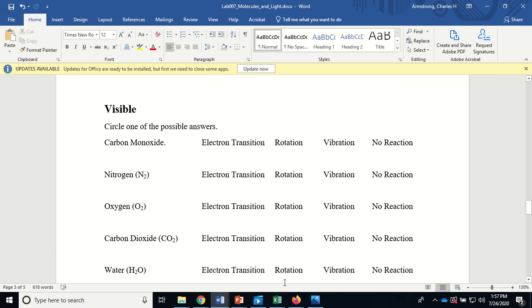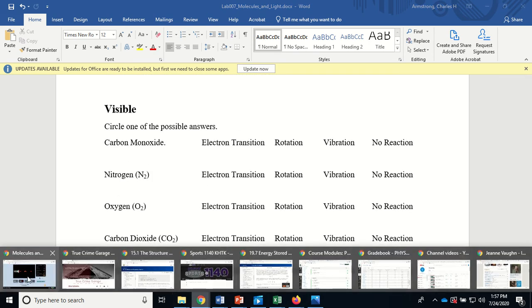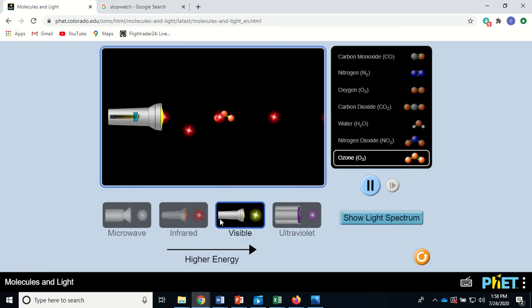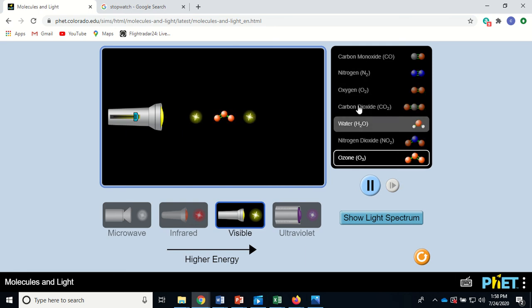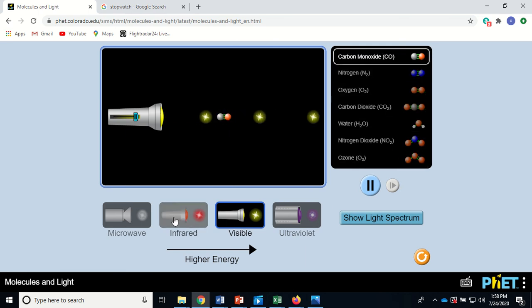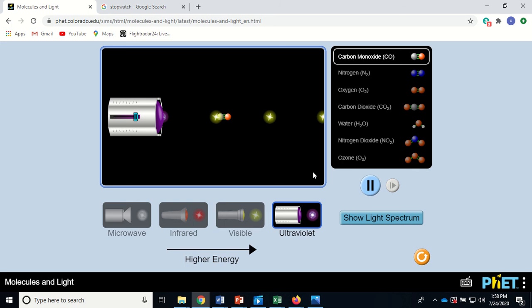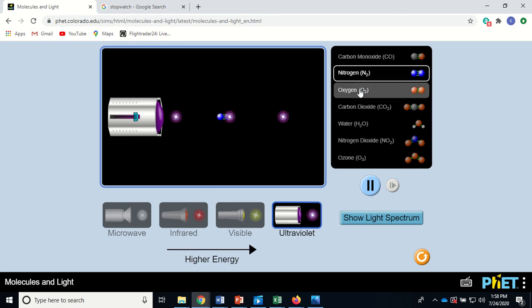Okay, you just go down to visible, and you go through the same thing. Remember, visible is what we see, the stars, right? We're using visible light to look up in the sky and see the stars. You go down and see if anything reacts, if the visible gets through. And then you go to the ultraviolet, and you can see what happens. Do they spin? Do they vibrate?